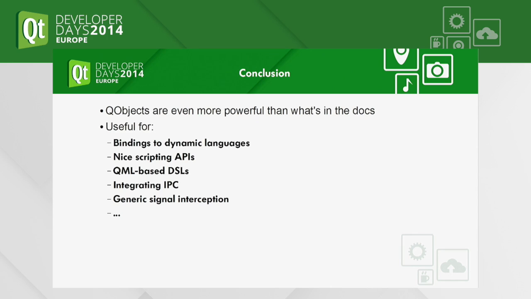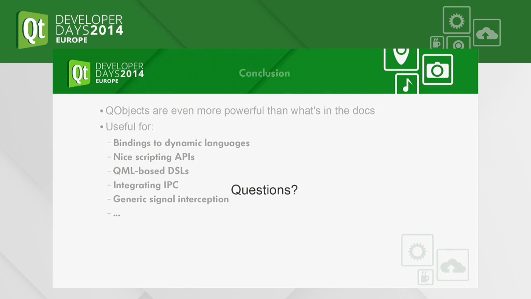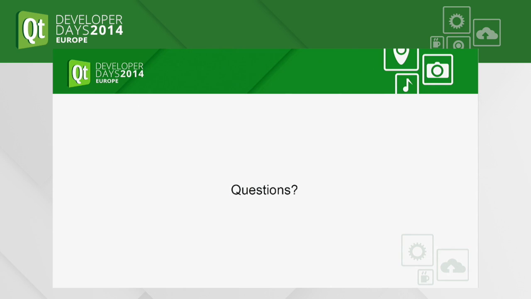And I mean, generic signal interception, there's signal spy, signal mappers, tools like GammaRay. There's just a lot of stuff you can build with this. Yeah, I think that's it. Thank you.